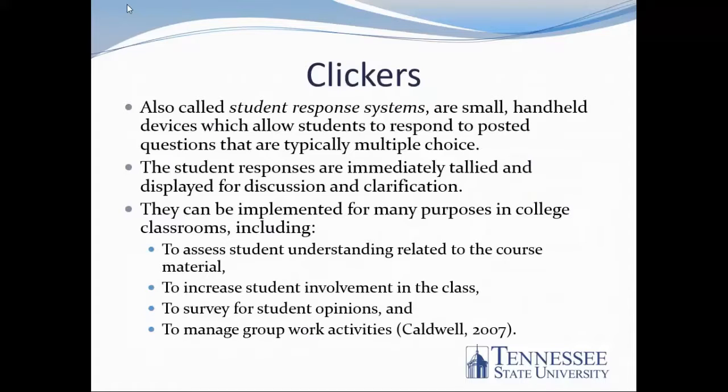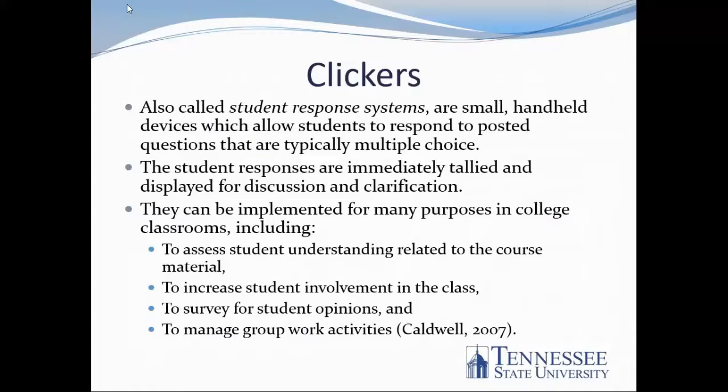A type of technology that we used was the clicker technology. Clickers are a student response system. They're small handheld devices, and they allow students to respond to posted questions. And these questions are usually given in a multiple choice format. One of the benefits of the clickers is that the students receive their feedback immediately.